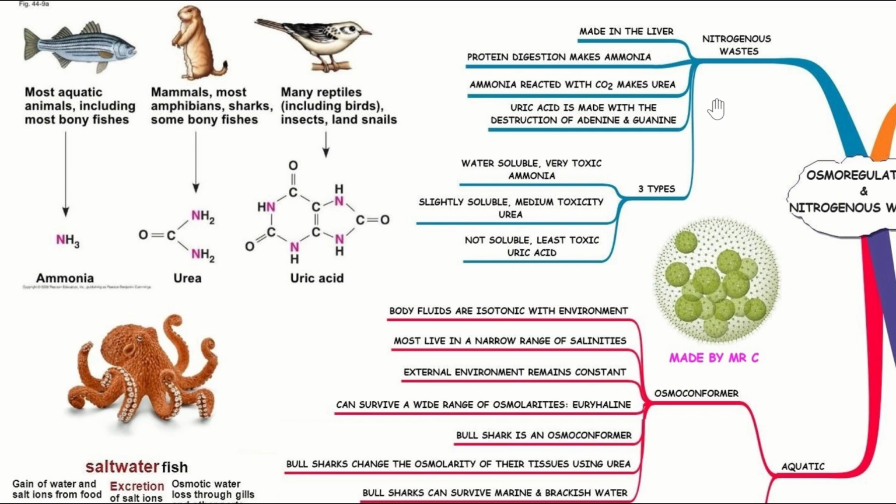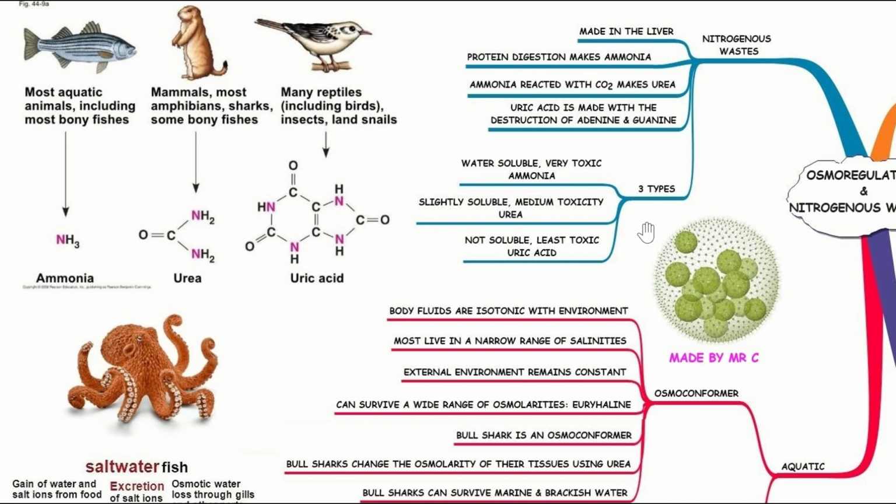All right, nitrogenous wastes are made in the liver by the deamination of proteins and amino acids. But this creates ammonia that is very, very toxic. Mammals are able to turn ammonia into urea by reacting with carbon dioxide inside the liver. Uric acid is able to be made by some organisms by the destruction of adenine and guanine, and uric acid has its advantages. All right, then we're going to talk about the three types of nitrogenous waste.